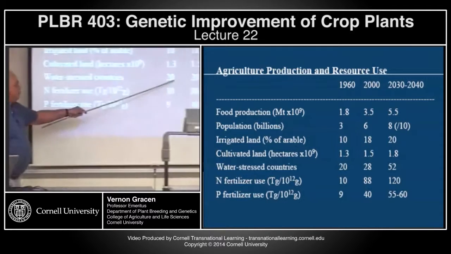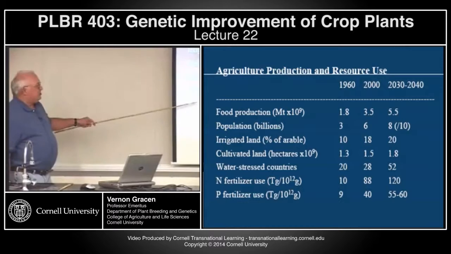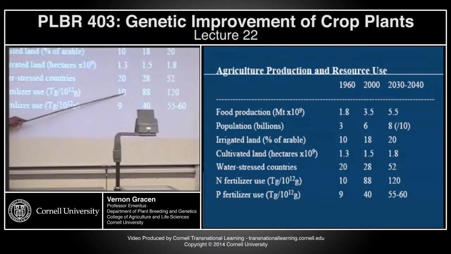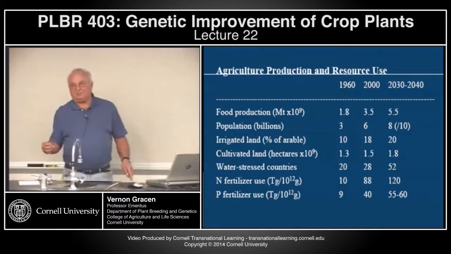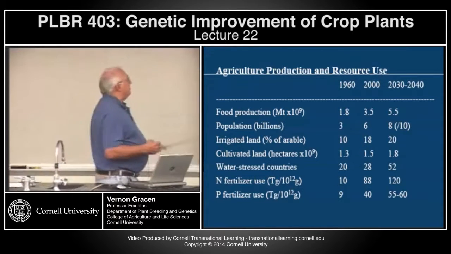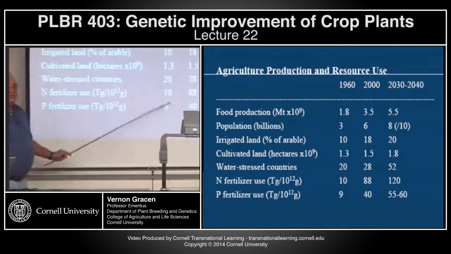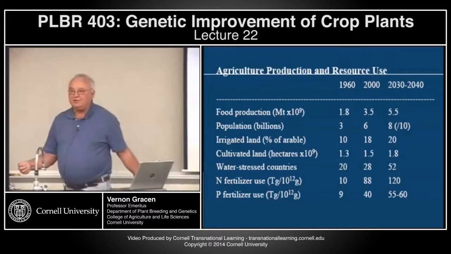So most of this increase in productivity was accomplished by higher yield per unit of land. Water-stressed countries went from 20 to 28. Nitrogen fertilization and phosphorus fertilizer usage, 8-fold increase and 5-fold increase in use of nitrogen and phosphorus fertilizer. So you can say certainly for Asia, this is pretty much the result of our Green Revolution.